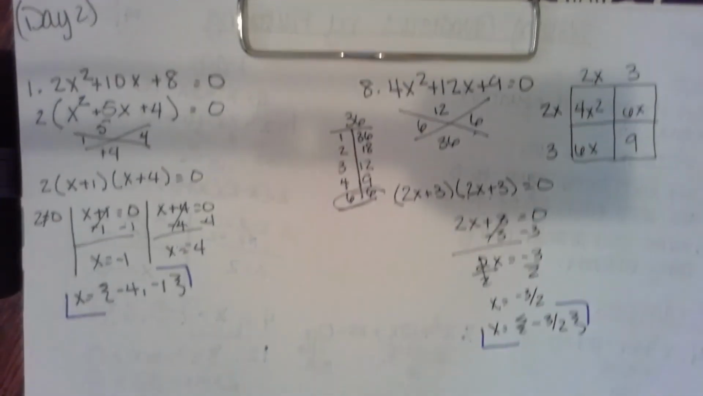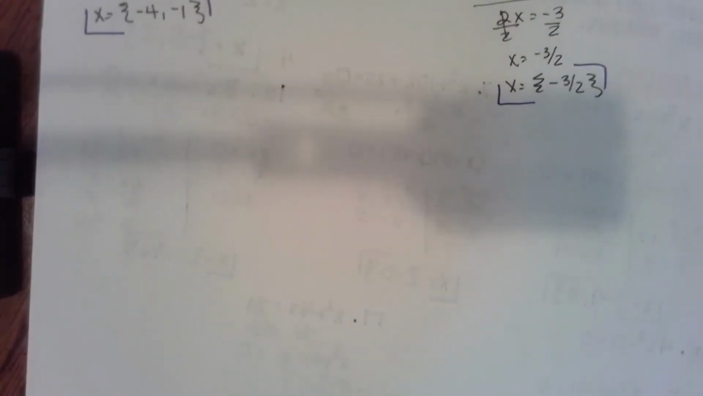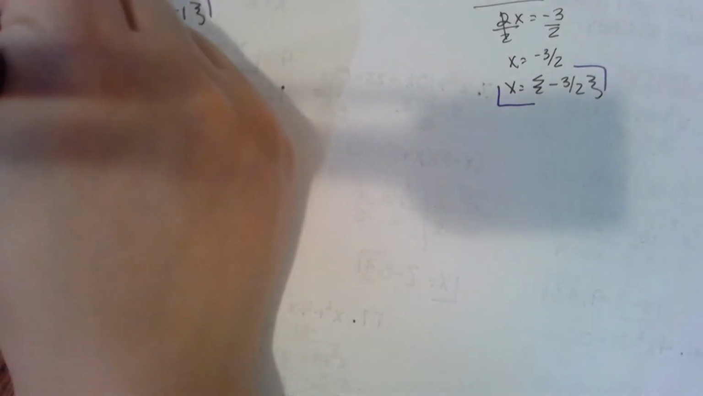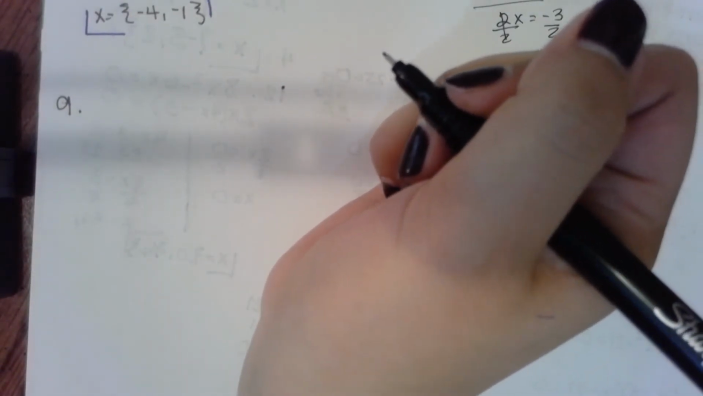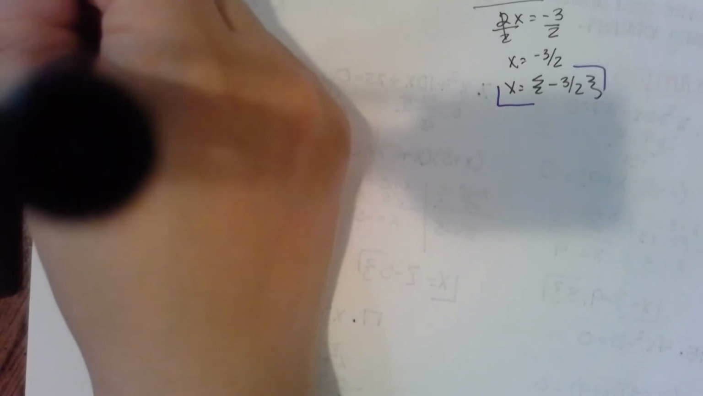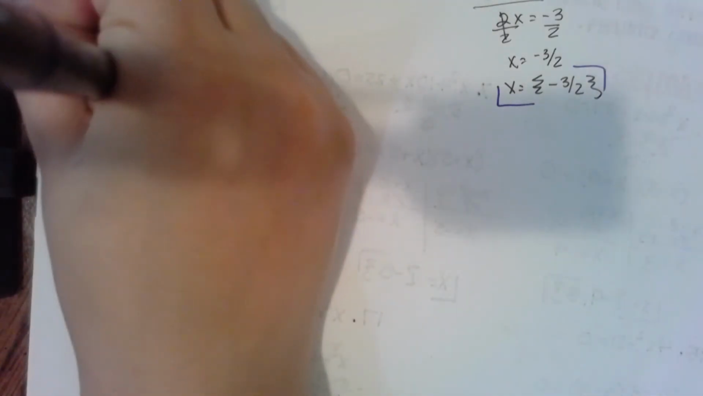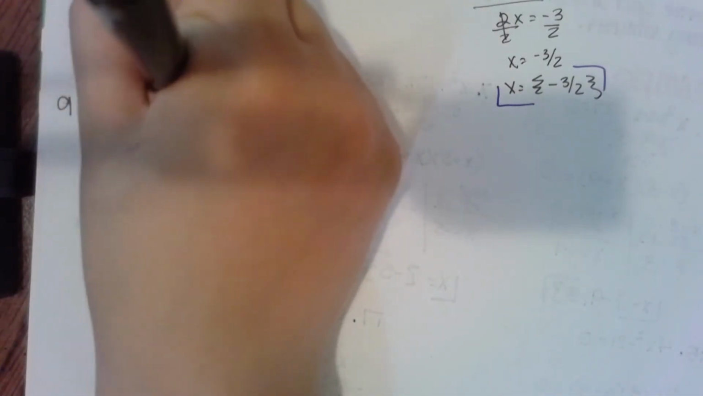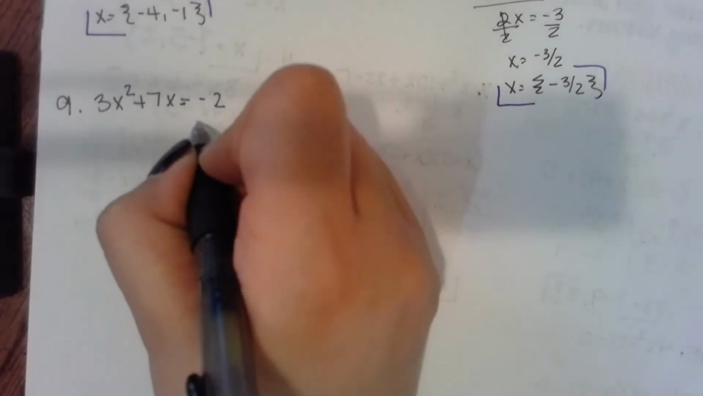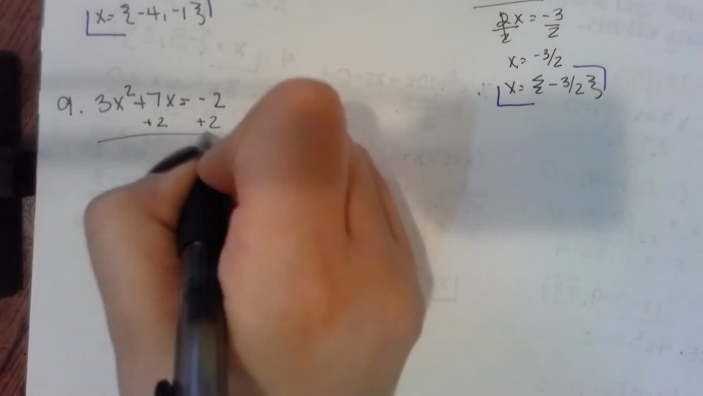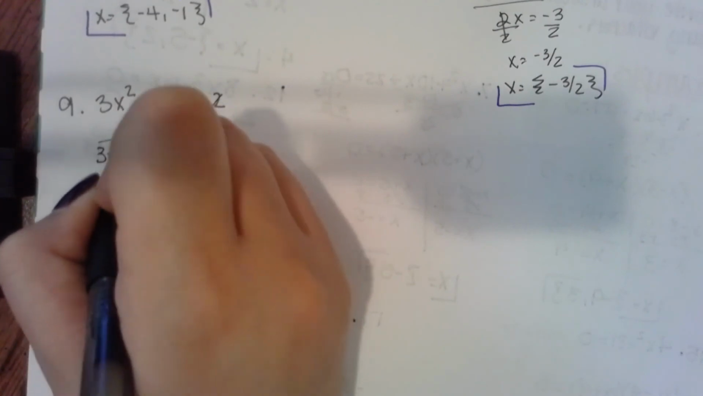Alright, and then the last one I want to talk about is number 9. So number 9 has 3x squared plus 7x equals negative 2. Again, your first step before you can even start any of this is make sure it's equal to 0. If it is not equal to 0, then move your terms around to get them equal to 0. In this case, you would add 2 on both sides to get 3x squared plus 7x plus 2 equals 0.